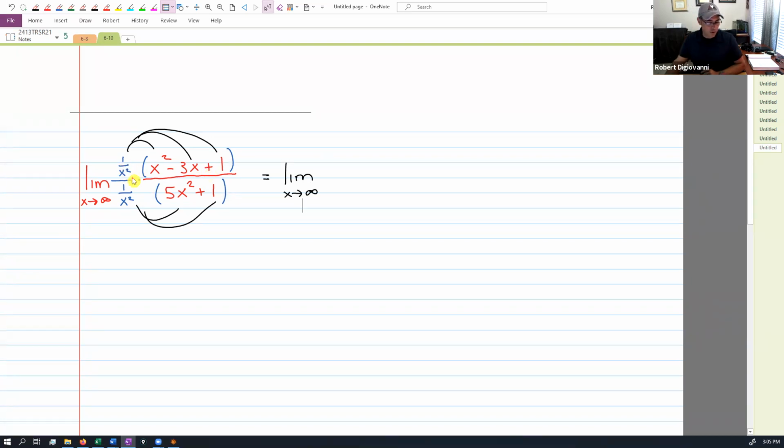On the top, 1 over x squared times x squared is 1. Okay, 1 over x squared times negative 3x is negative 3 over x. One of the x's cancels. And then plus 1 over x squared times 1 is 1 over x squared. And then on the bottom, we have 5x squared times 1 over x squared is 5. And then plus 1 over x squared. Are there any questions on where any of that comes from?